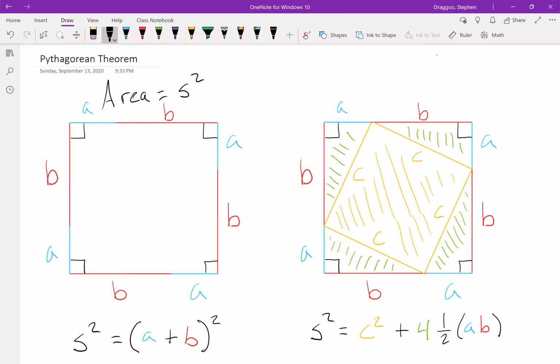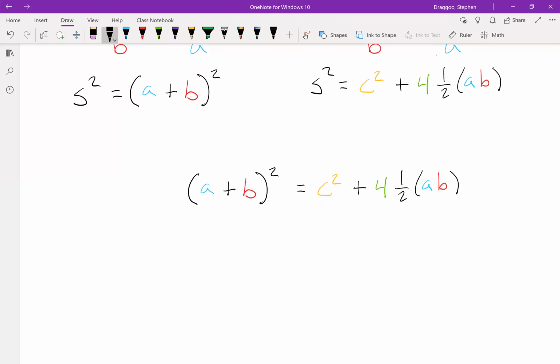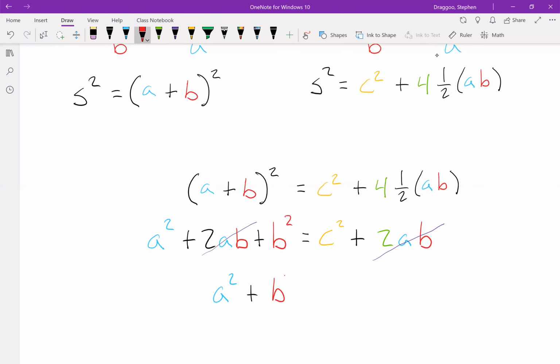Now, since both of these two equations were calculating the area of the same square, I should be able to set them equal to each other. Then I can FOIL out the work on both sides. And now I have a factor of 2ab on both sides of the equation. So those two pieces should cancel with one another, leaving me with a squared plus b squared is equal to c squared.